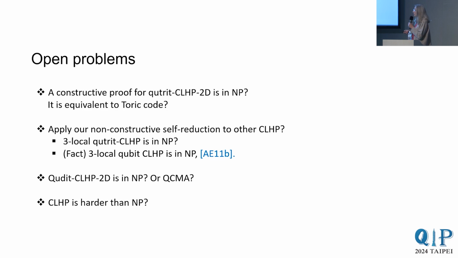So, is commuting local Hamiltonian in 2D in NP for any arbitrary dimension particle? This is unknown. And is there evidence of hardness too? I'm not necessarily sold that the general problem is inside NP. There's reason to believe that there's actual QMA hardness there. So the jury's still out on the more general problem. So, various open problems to work on. So thank you.